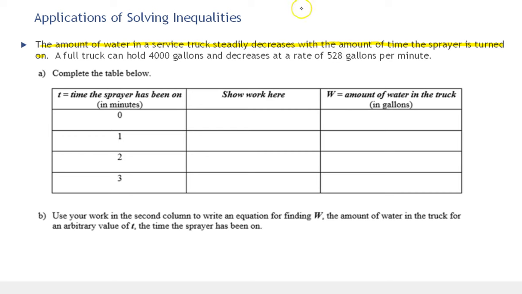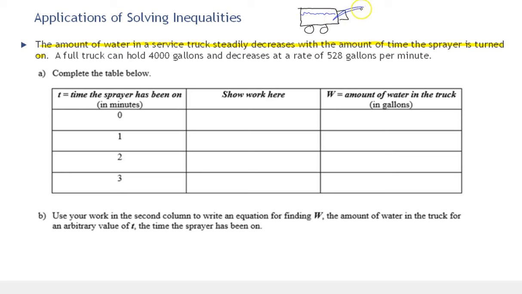So there's some sort of truck, a service truck. And imagine that it's filled with water, to whatever height they fill service trucks with water. And this said that the amount of water in the truck steadily decreases with the amount of time the sprayer is turned on. So this truck travels around and sprays water on, I don't know, trees. Okay, so it has some sort of hose or sprayer.